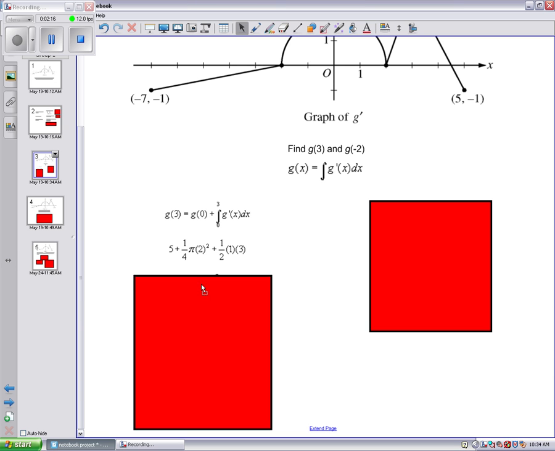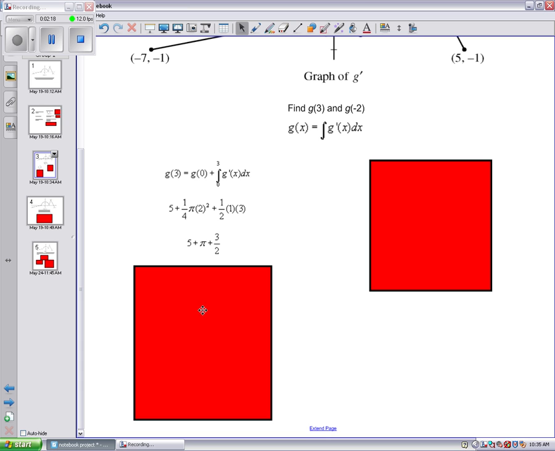Now we have to add this to the initial condition, g of 0 is equal to 5, because the integral of g prime of x from 0 to 3 is equal to g of 3 minus g of 0. And we need to cancel out the negative g of 0 in order to end up with g of 3. We end up with the answer pi plus 13/2.